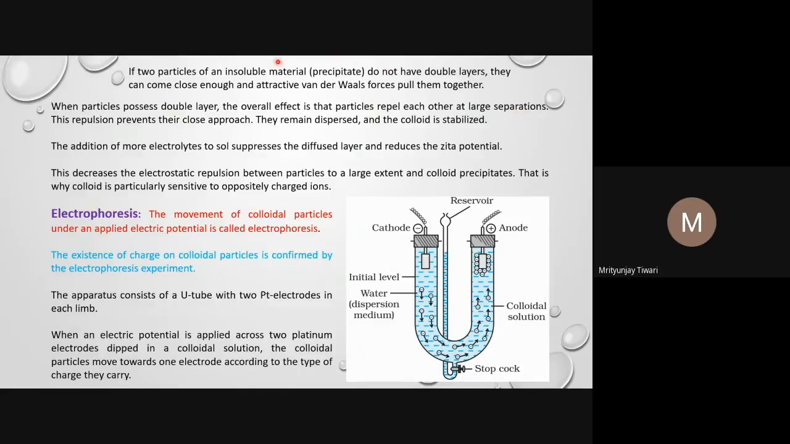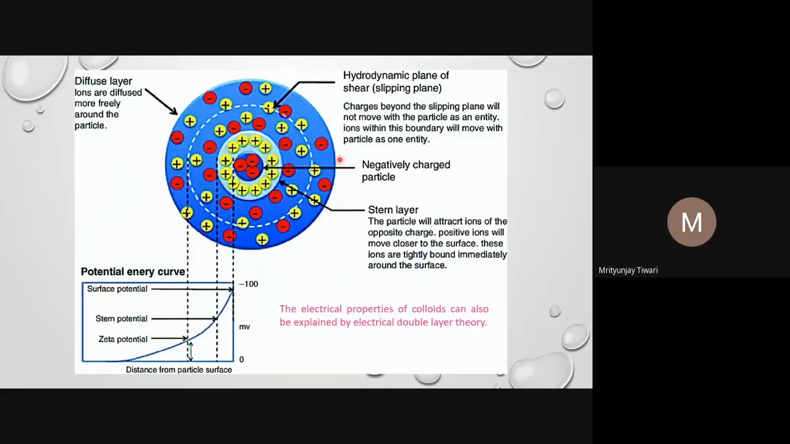So if two particles of an insoluble material, meaning colloidal particles, do not have a double layer, they can come close enough that attractive van der Waals forces pull them together, and they precipitate. So what happens if there is no electrical double layer? These particles can move closer. In this example, when the colloidal particles contain negative charge, the diffuse layer will have an excess of positive charge, and because of that excess, even at larger distances, there will be repulsion.